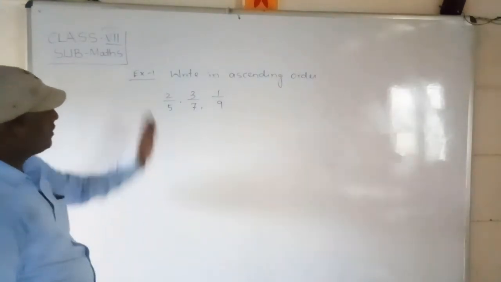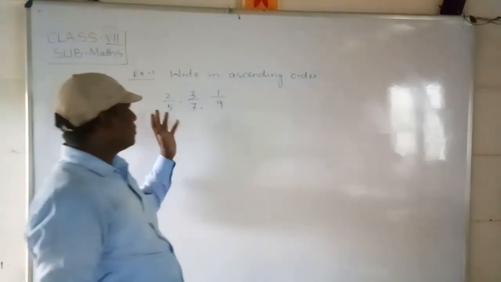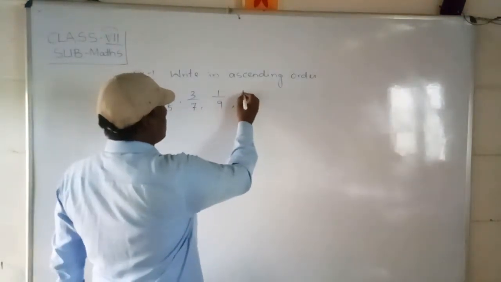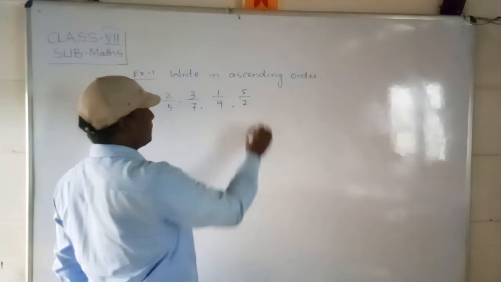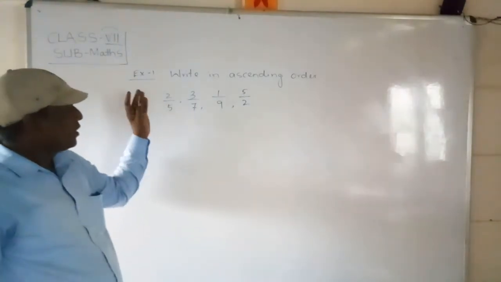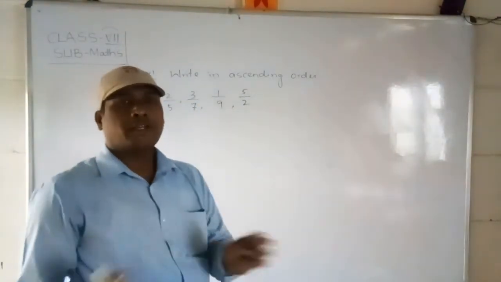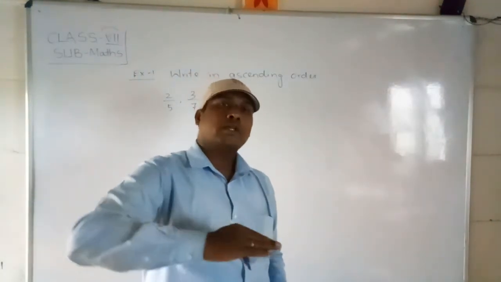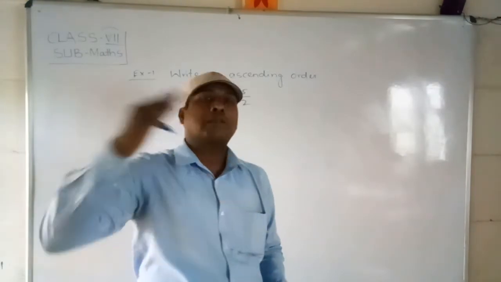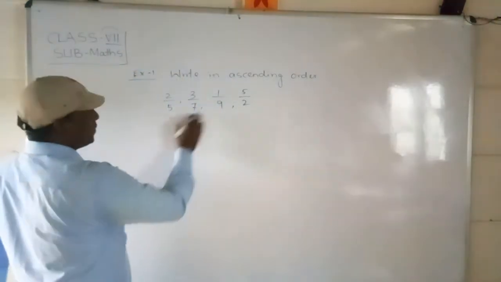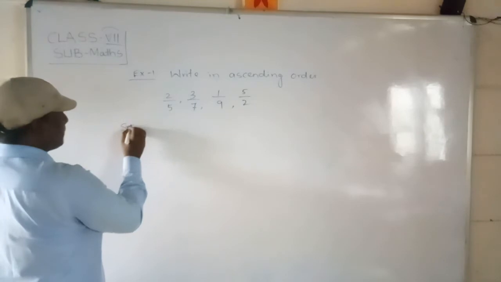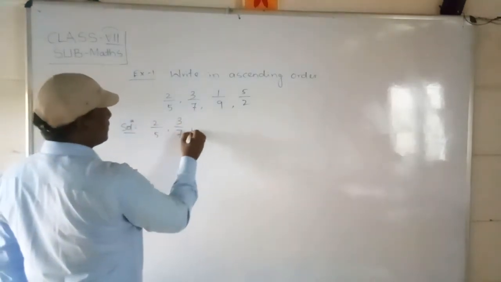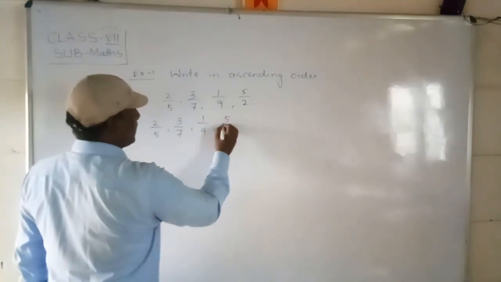These are the three fractions I have given, students. One more fraction we can also add, 5 by 2. So you have to write these 4 fractions in ascending order. Ascending means lower to higher, smaller number to greater number. Before doing that, first write down the solution: 2 by 5, 3 by 7, 1 by 9 and 5 by 2.